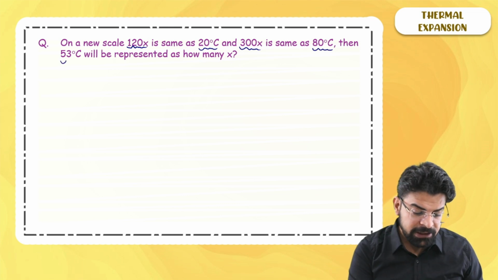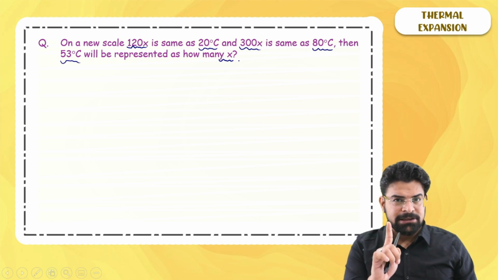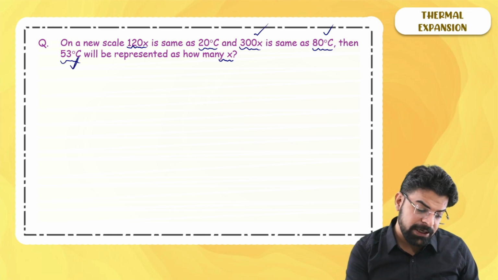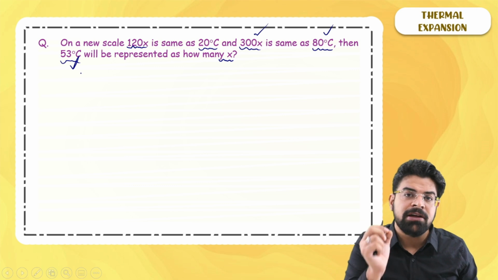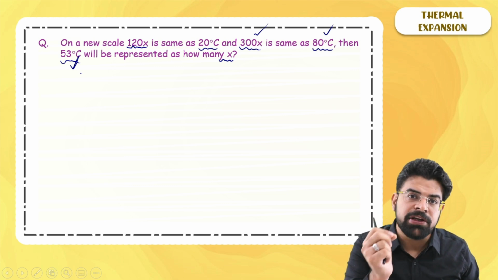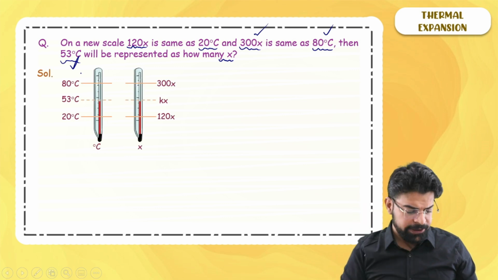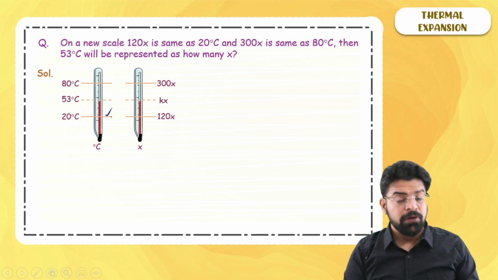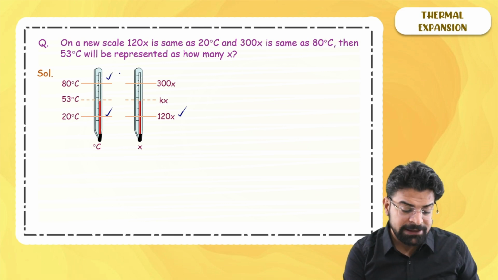Then 53 degrees centigrade will be represented by how many x? So 120x same as 20, 300x same as 80, then 53 degrees centigrade will be equal to how many x, and what will be the reading on the x scale for the temperature of 53 degrees centigrade. So visualize the lower fixed point, upper fixed point. So on the centigrade scale, take the lower fixed point as 20, which is same as 120x, and the upper fixed point as 80 degrees centigrade, which is same as 300x.